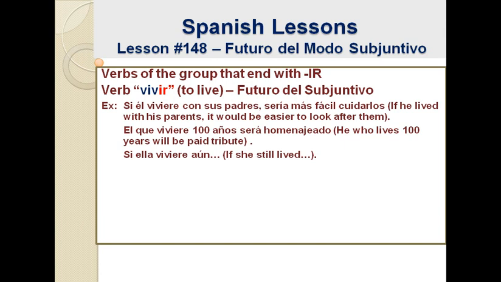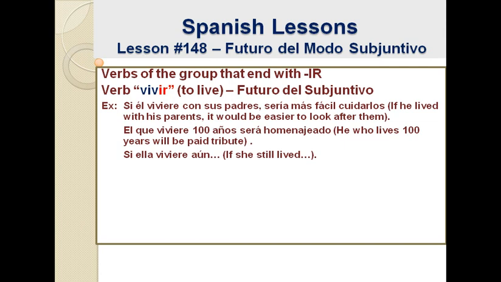Cuidarlos means look after them, right? Or take care of them. Más fácil means easier. Sería, it would be, right? So here the word viviere is the verb vivir en modo subjuntivo, en futuro del subjuntivo.